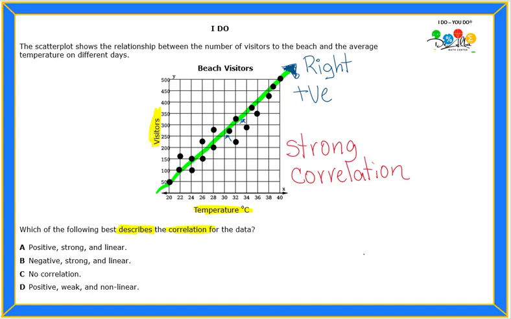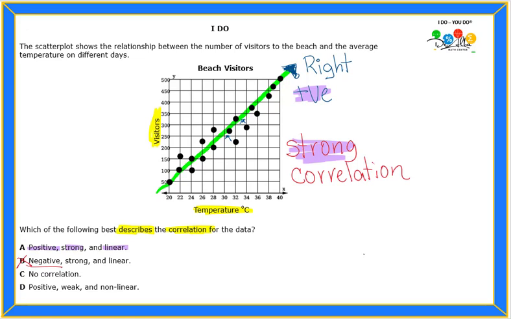Okay, so now let's look at the answer choices. Letter A says positive, strong, linear. Is that true? Yeah. We can see that it's a positive because it's up here, and we said that it's very strong because all the points are very close to that line. Very good. Letter B is totally wrong because it says that is what? It says negative. Nope. I don't think my line is negative. It's not pointing to the left.